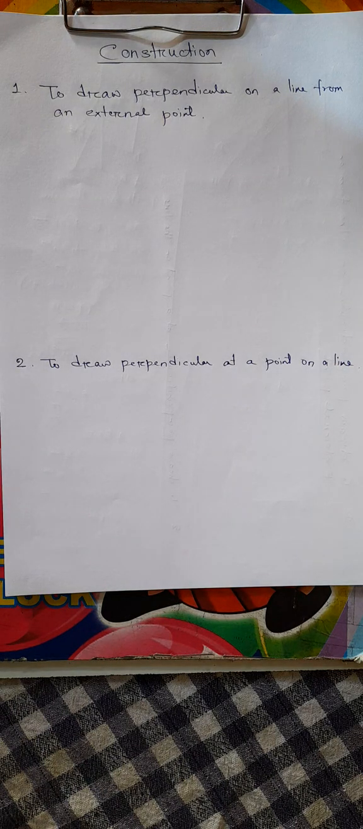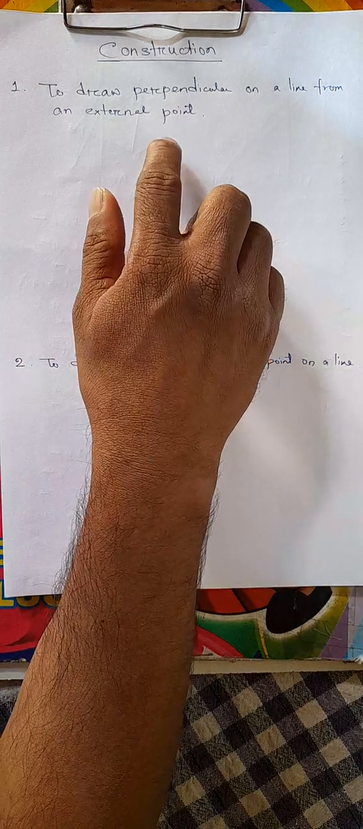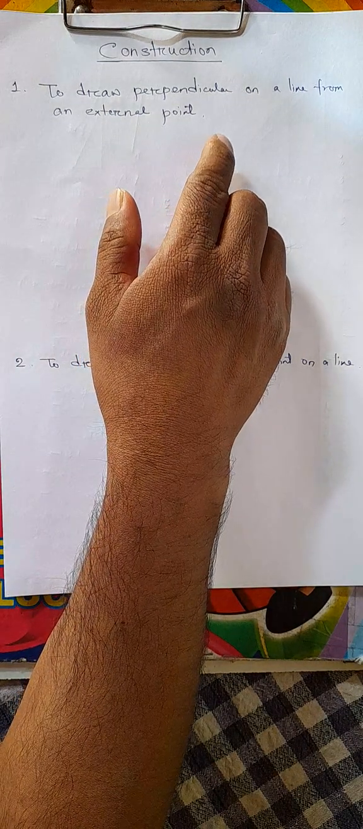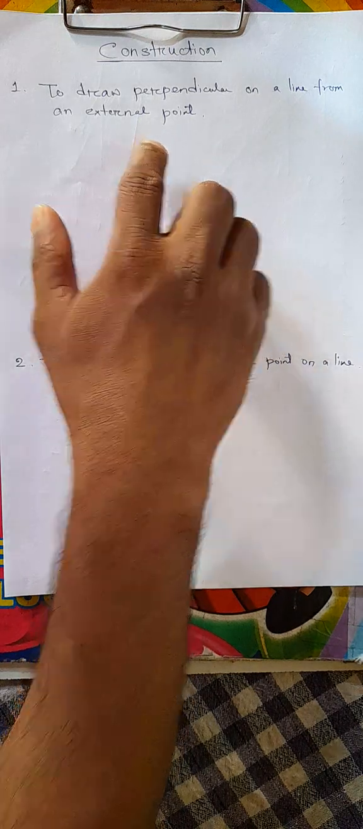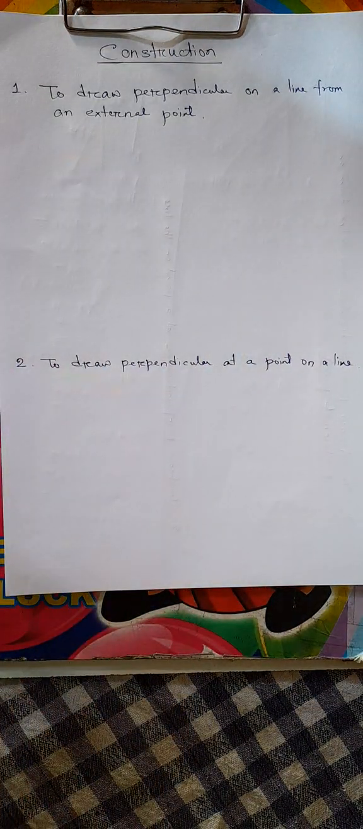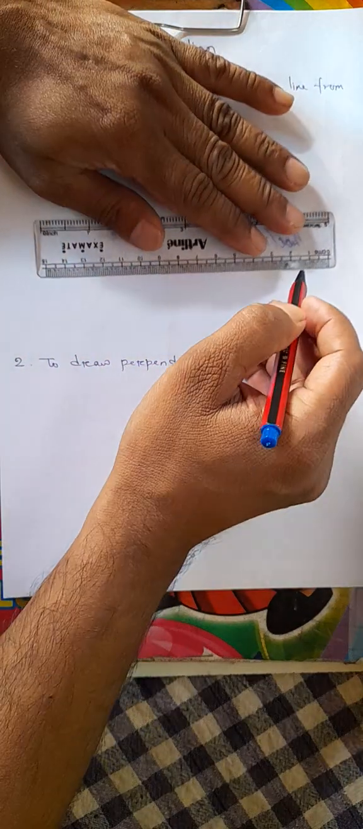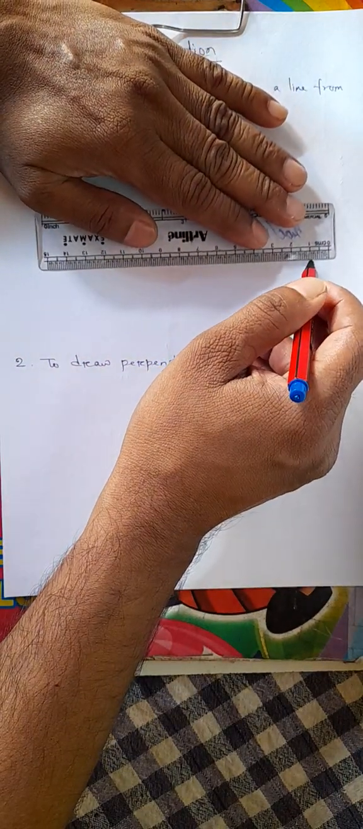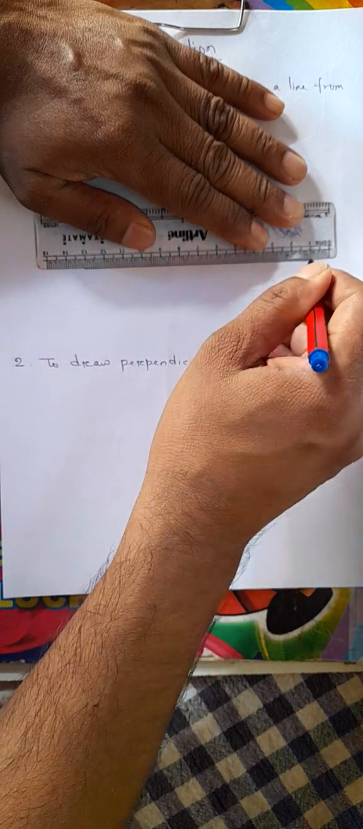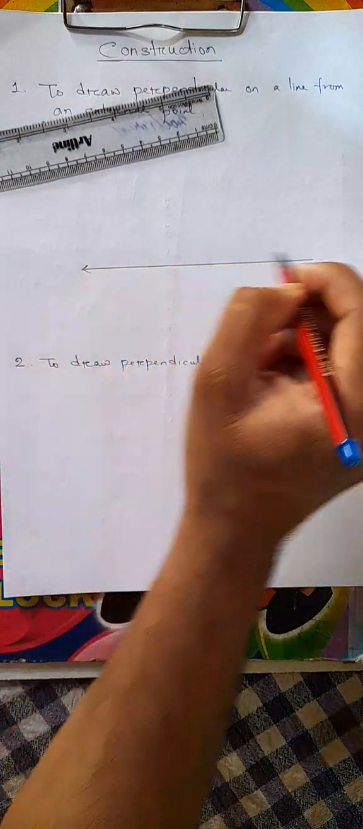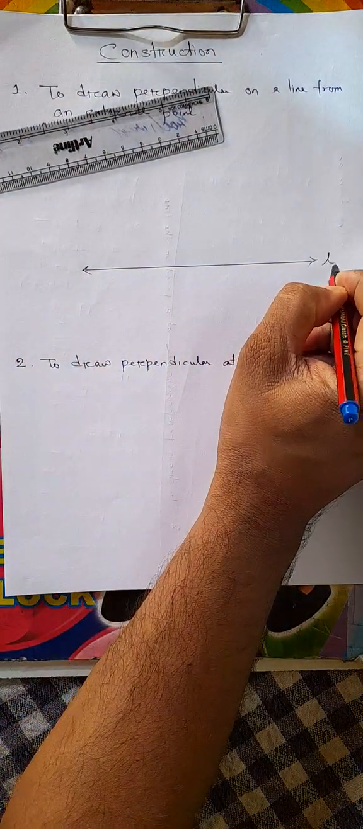Here we will discuss a few important constructions. First, to draw a perpendicular on a line from an external point. So let us first draw a line. Suppose this line. So let us name this line as L.